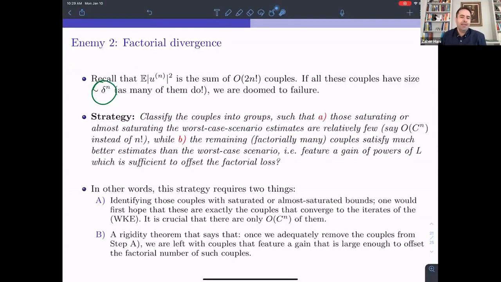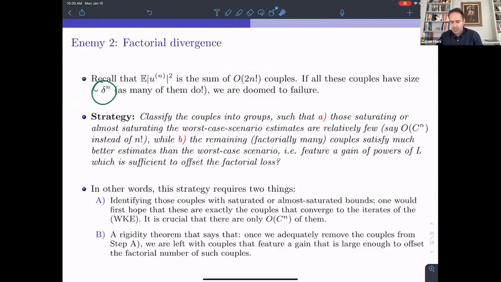The second thing that you need to prove is that all the remaining couples, the remaining factorially many couples that are left, satisfy a much better estimate than the worst case scenario. Because you need a gain, in other words, you need them to feature a gain as a power of L, which is sufficient to kill this factorial divergence over here.